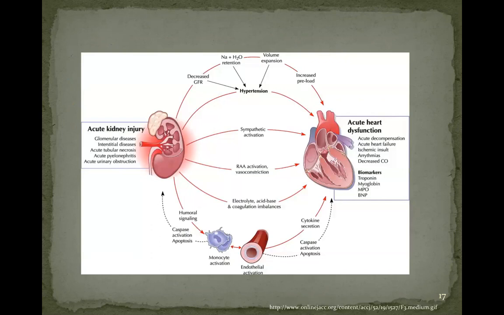Here's a brief slide describing the pathophysiology of type 3 cardiorenal syndrome. You'll see that these acute kidney injuries cause decreased GFR. You'll have volume retention and subsequent expansion. You'll have an increased preload, which causes your acute cardiac dysfunction. You'll have subsequent hypertension, sympathetic activation, vasoconstriction, and further electrolyte imbalances with cytokine secretion, similar to type 1, which will in turn cause worsening cardiac manifestations. You can see some elevated biomarkers, including troponins, myoglobins, MPOs, and BNPs.